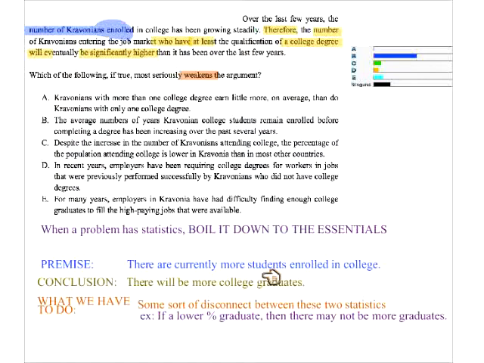The only choice here that does that is B, like boy. What B like boy does is say that people take longer to graduate from college. So if people are staying longer, then there will be more enrollees per graduate.